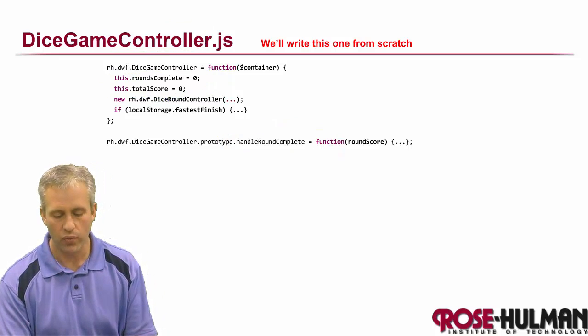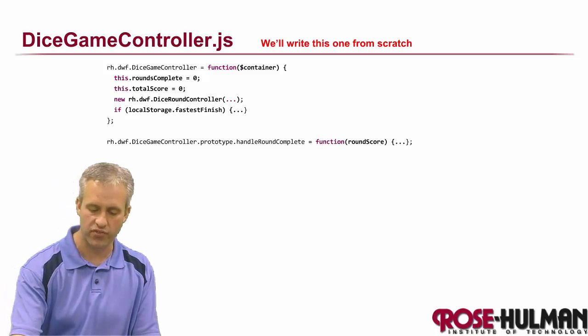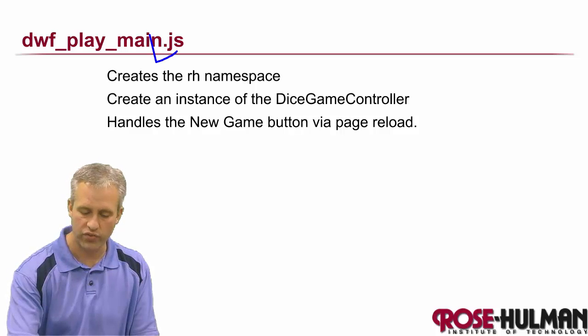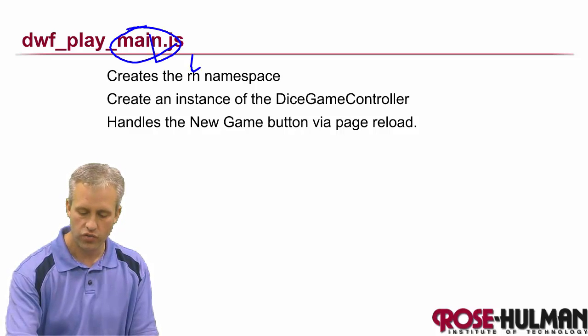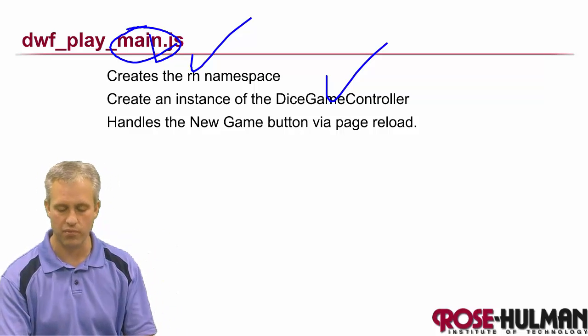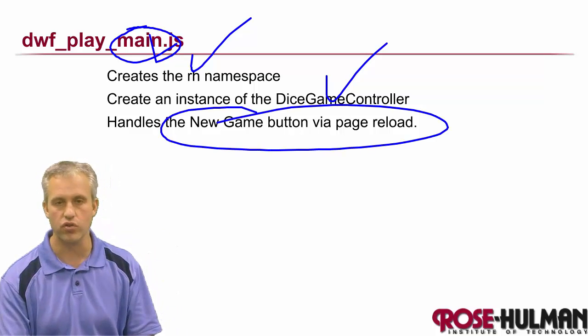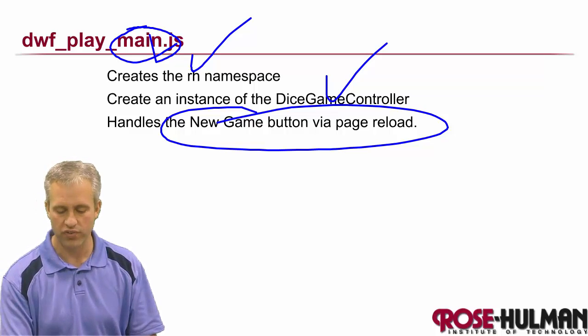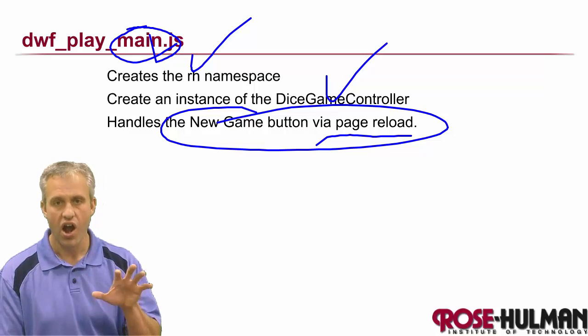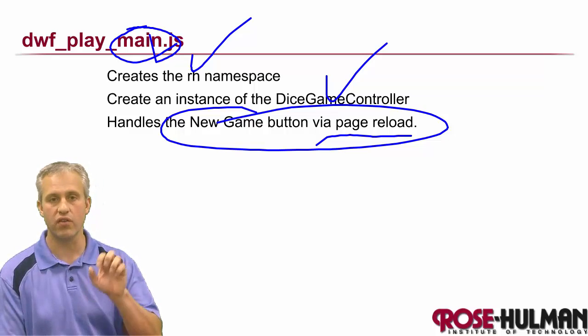All right, I'm fully aware that talking about it isn't much fun, but there's one more. There's also main, which starts the ball rolling, right? It creates the namespace, it creates an instance of the object, and then it also handles the new game press, which comically just reloads the page, which is kind of funny. All right, that's an overview of what you've got.